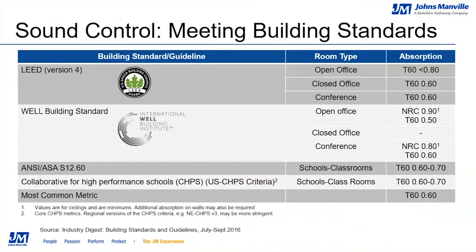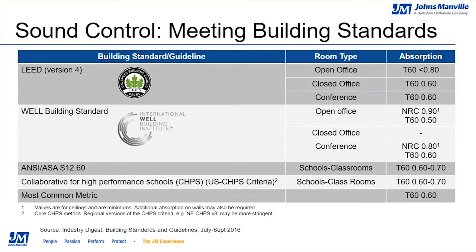Keep in mind that sound control isn't just a nice-to-have feature in a building. Building standards that we generally associate with energy efficiency and sustainability, like LEED or the WELL building standard, also make note of acoustical control requirements for specific room types. You can see that for the WELL building standard, minimum NRC ratings of 0.9 and 0.8 are given for open office and conference spaces respectively. These values are for ceilings, and additional sound absorption products on the walls may be required to meet these requirements depending on the layout and size of the room.